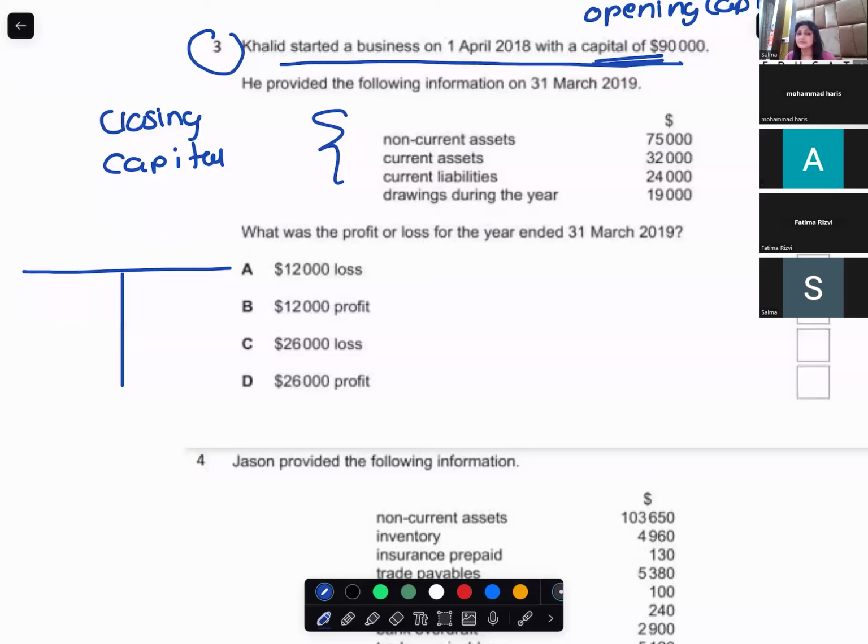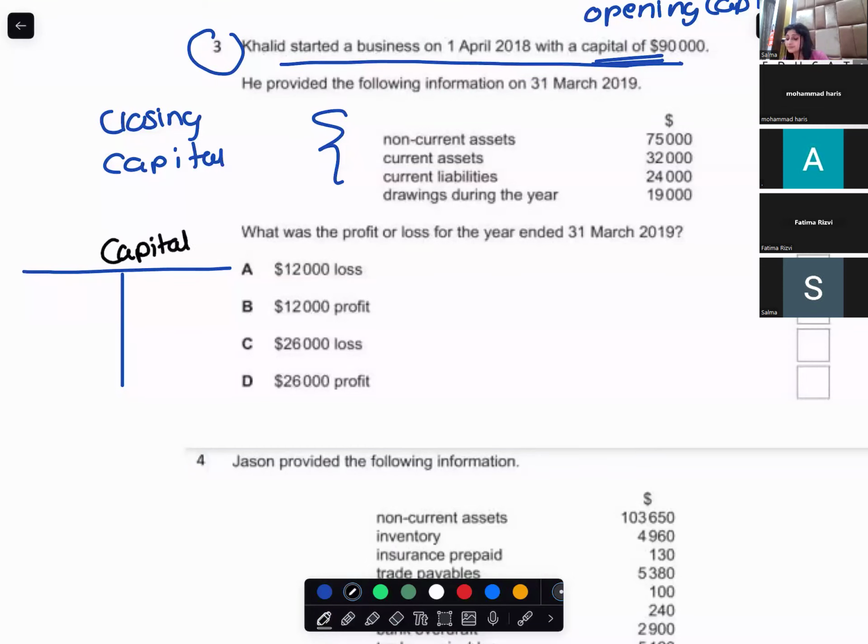You find the closing capital, right? How will you find the closing capital? I said statement of affairs, or statement of balance. So what do you put in your statement of affairs? Non-current assets, current liabilities, and drawings. You put drawings to find capital. No, no, no. How do you make the capital account?